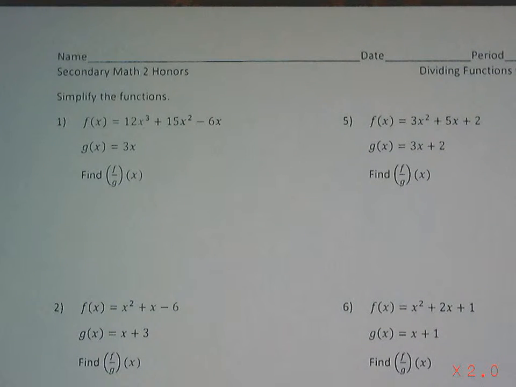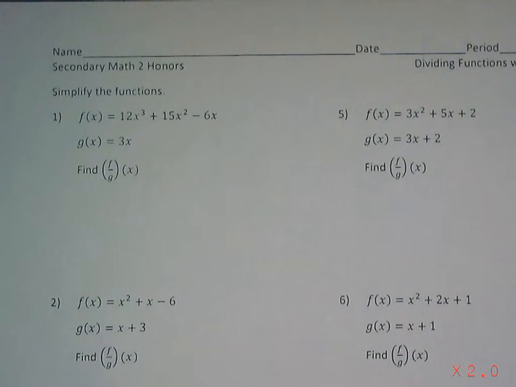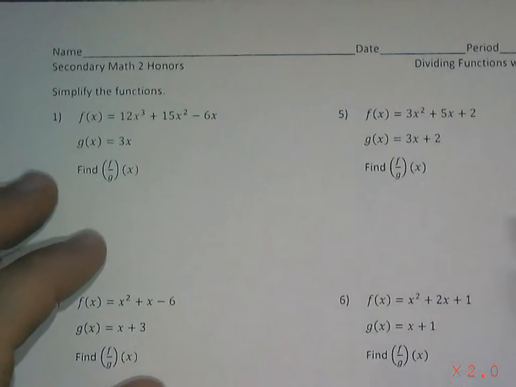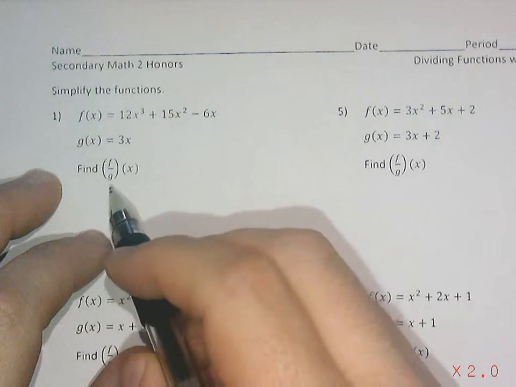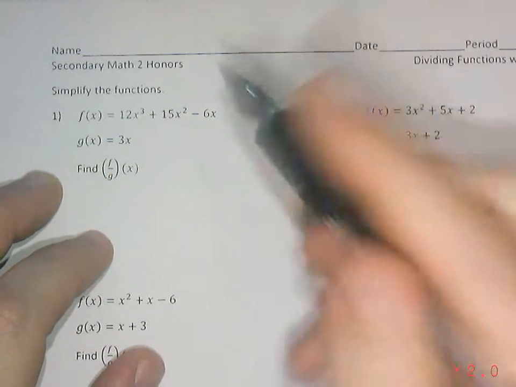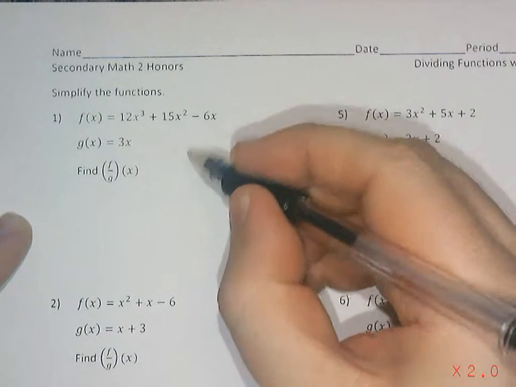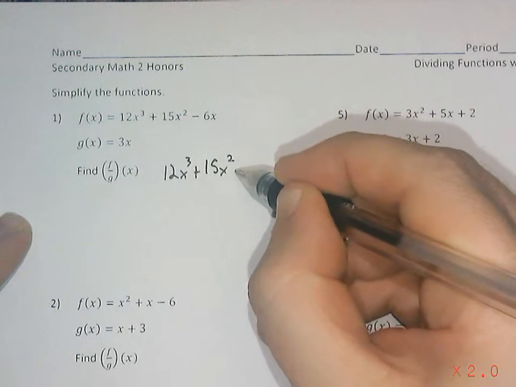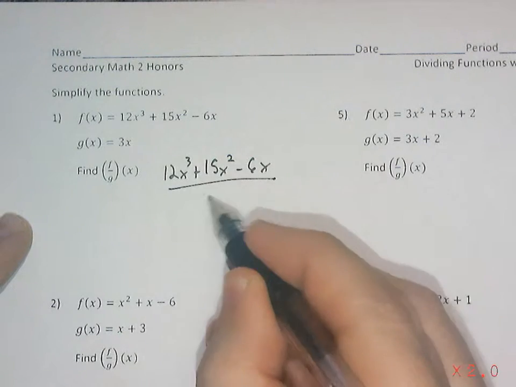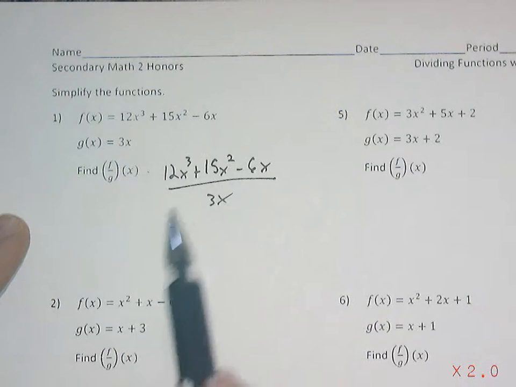So when we simplify functions, and these are all going to be dividing functions, basically we're just looking for what will cancel out. First of all, setting this up, it wants us to take the function of f divided by g of x. They're not giving us an input. They just want us to simplify as much as we can. So it looks like this: 12x to the third plus 15x squared minus 6x, all divided by 3x. This is the f function right here, and this is the g function.